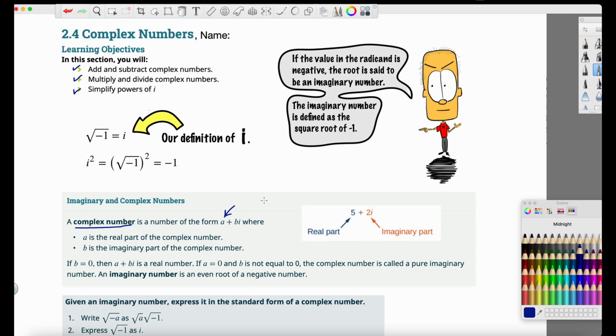And this is going to introduce a new type of number for us, a complex number that has a real part that we write a and an imaginary part that is bi. And so i, again, that is our definition of the square root of -1.